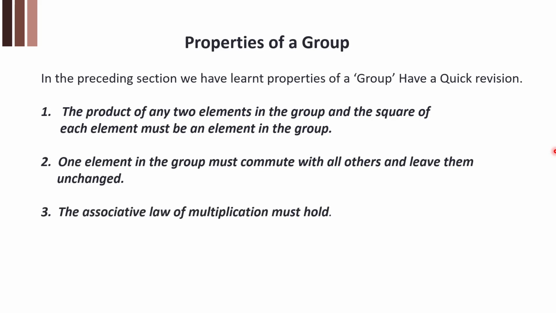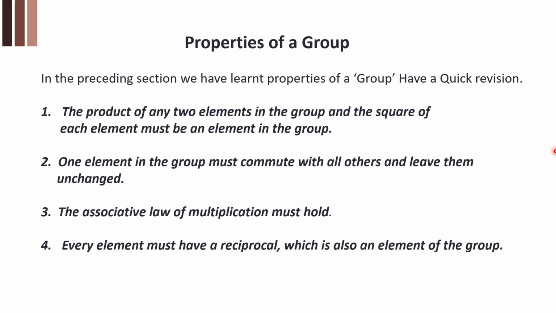Third point is the associative law of multiplication must hold. It means that the 3 members must associate. And the fourth point, the reciprocal element for every element must exist within the group. So these are the 4 conditions that are there for a group.